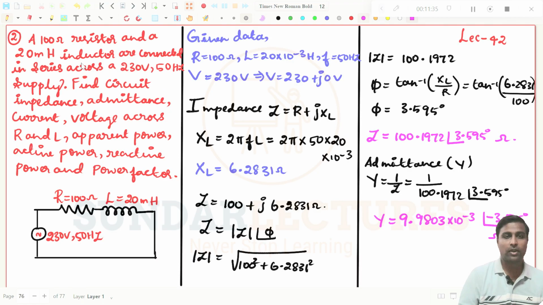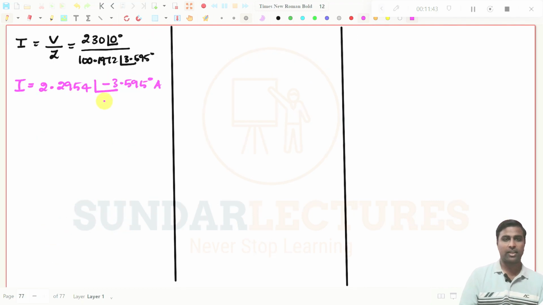So what is the next one? Current has been found. What is the voltage across R and L? So what is VR and what is VL? That is the question, right? And what is the formula? We know already, we have seen this. Already we have seen that VR is equal to I into R.